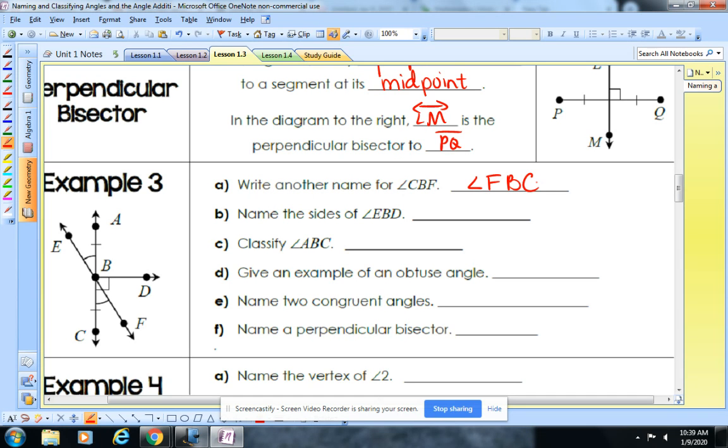Problem B says, name the sides of angle EBD. Well, what are the sides of an angle? 2 rays. So somebody tell me one ray that's the side of that angle. BE and BD. Could I answer that question without even seeing the picture? Yeah, because I know from this name right here that B is the vertex, right? So that means it goes both directions. BE is one ray and BD is the other ray. Does that make sense? So if they tell you the name of an angle, you can tell the 2 sides. Okay? Classify angle ABC. ABC is a straight line, isn't it? Okay, so it's a straight angle. Good.